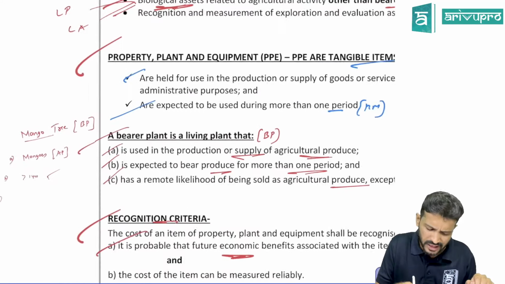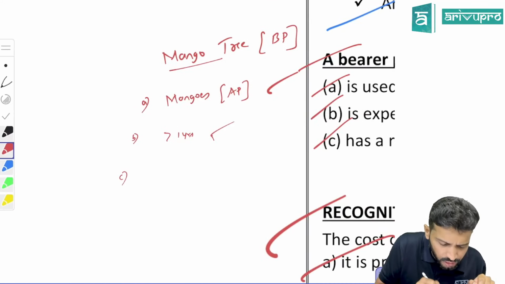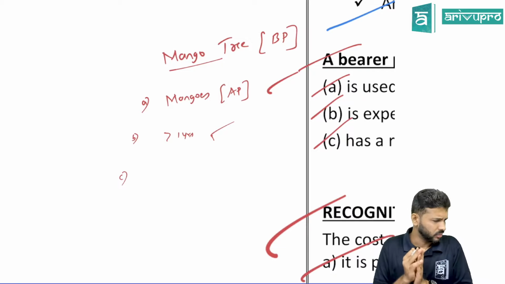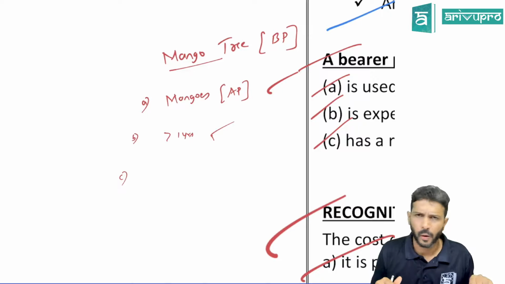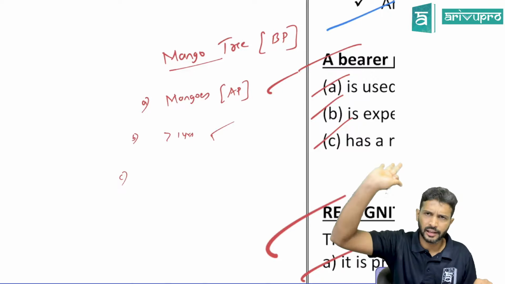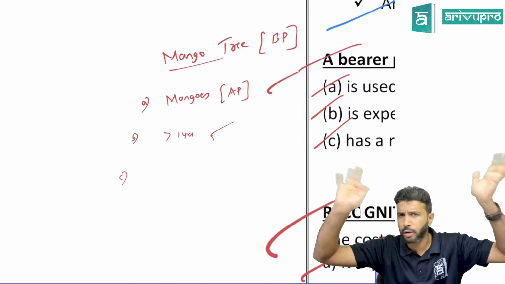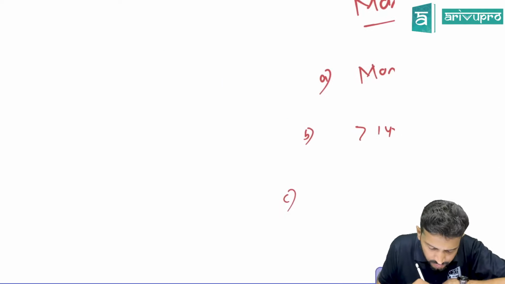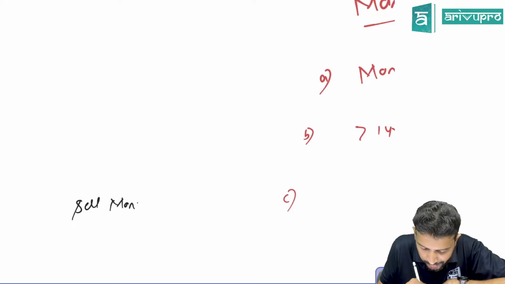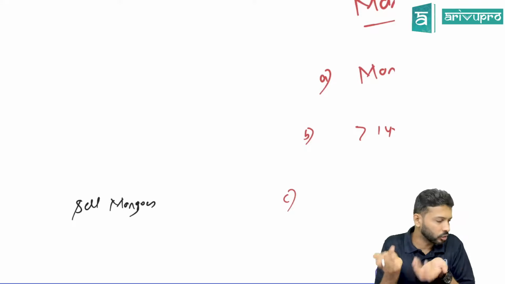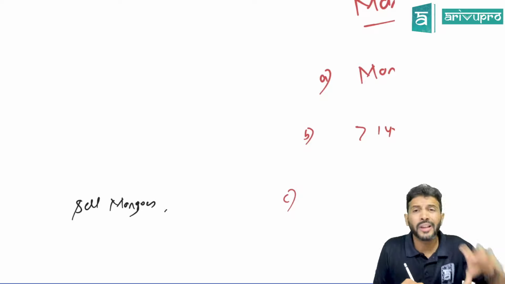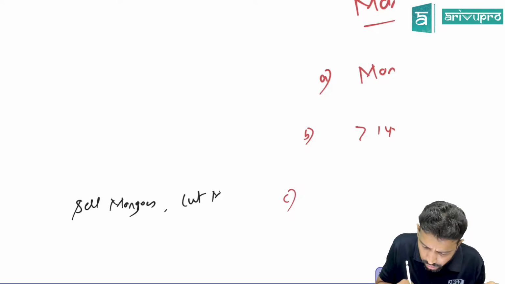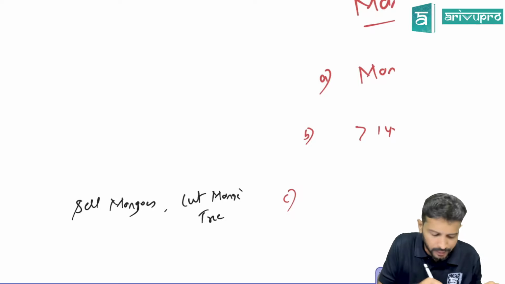Now, what is this criteria talking about? Let's say this farmer, you know what he does? Every year, he will plant the mango tree. He will put the mango seeds, and it will sprout into a mango tree. From that mango tree, he will get mangoes and he will sell those mangoes. Once he has plucked all those mangoes, you know what he does? He will cut this mango tree and sell it to the timber industry.